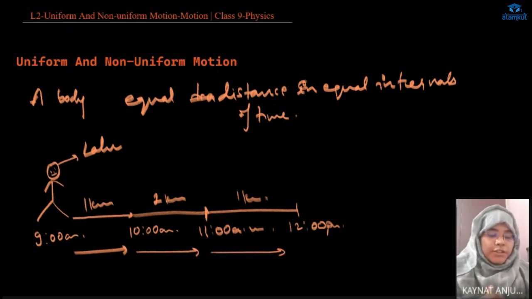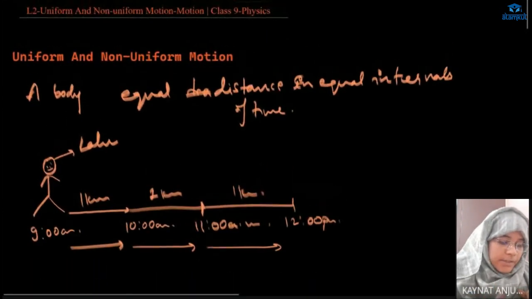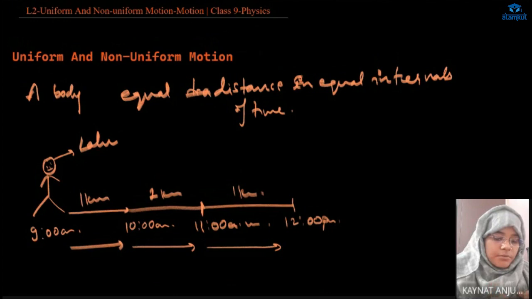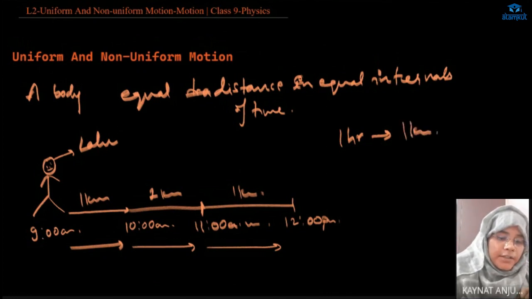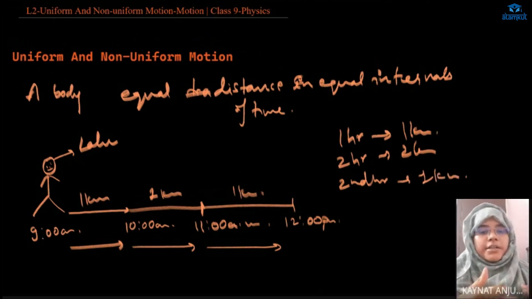This motion will be said to be what? Uniform motion, because in every 1 hour the body is traveling 1 kilometer. In 2 hours, 2 kilometers; in the second hour, 1 kilometer. Every hour the body is traveling 1 kilometer.